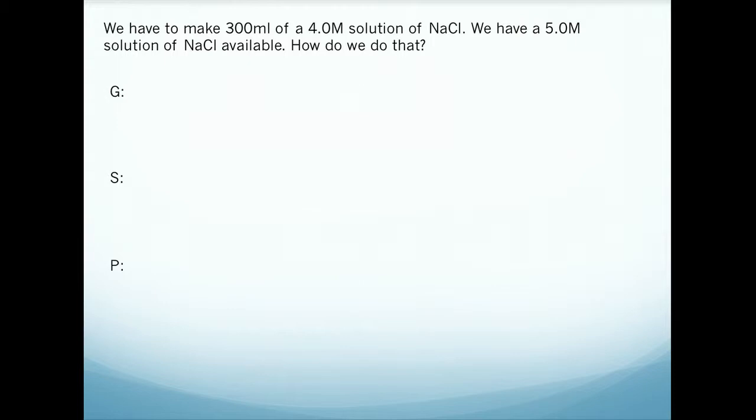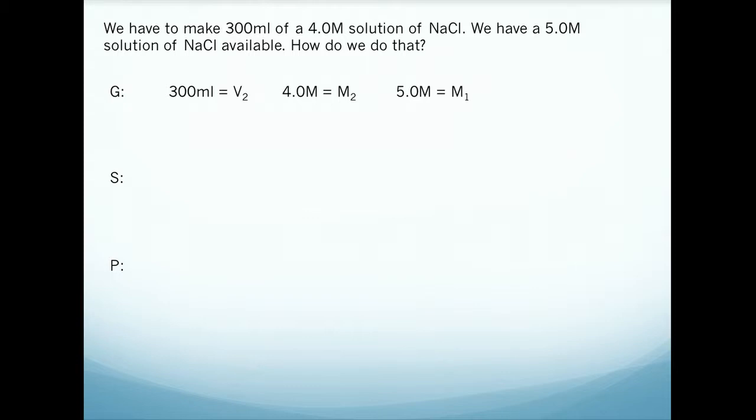So let's go ahead and do our GSP. The 300 milliliters is the V2 because that's what we have to make in the future. So we're going to label that with the 2, V2. It's a volume, milliliters, of a 4 molar solution. So we're going to label that with M2, molar solution. We have a 5 molar solution, so label that with M1.